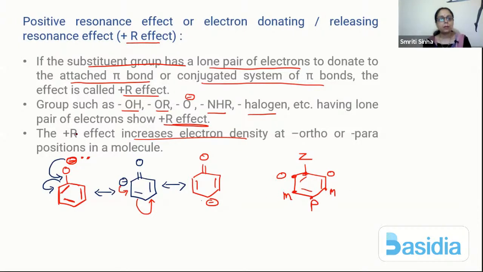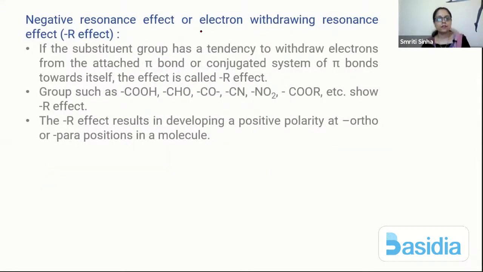But remember, in plus R effect, your electron density, that is negative charge, will be only and only seen at ortho and para position. There will be no electron density increase or negative sign seen on meta position. Next, negative resonance effect or electron withdrawing resonance effect, which is denoted by minus R effect. So if your substituent group has the tendency to withdraw electron from the benzene ring or the conjugated system, that means it is showing minus R effect.